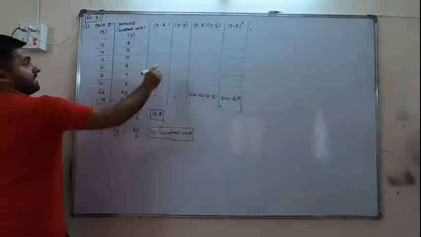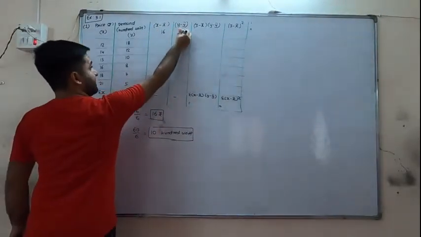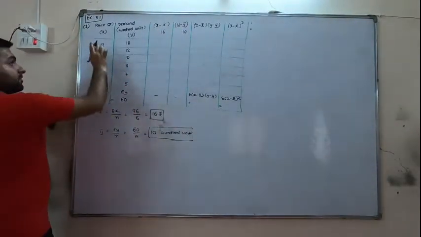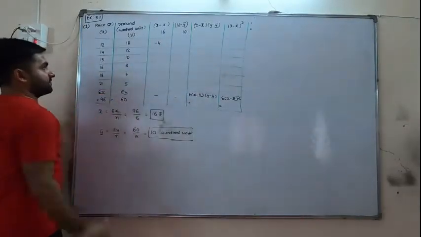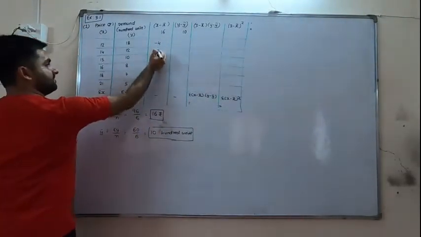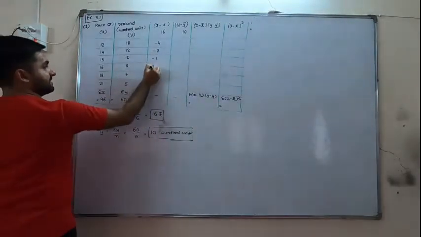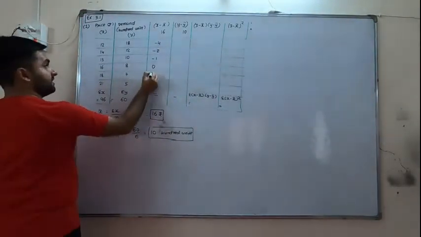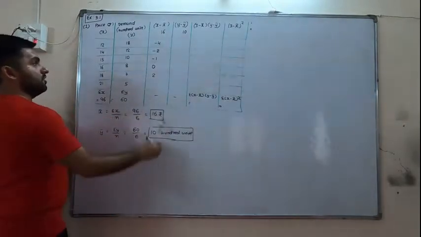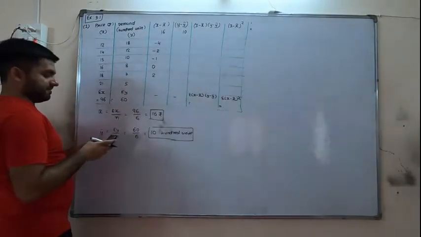Now X bar is 16, Y bar is 10. 12 minus 16 is minus 4. 14 minus 16 is minus 2. 15 minus 16 is minus 1. 16 minus 16 is 0. 18 minus 16 is 2. 21 minus 16 is 5.